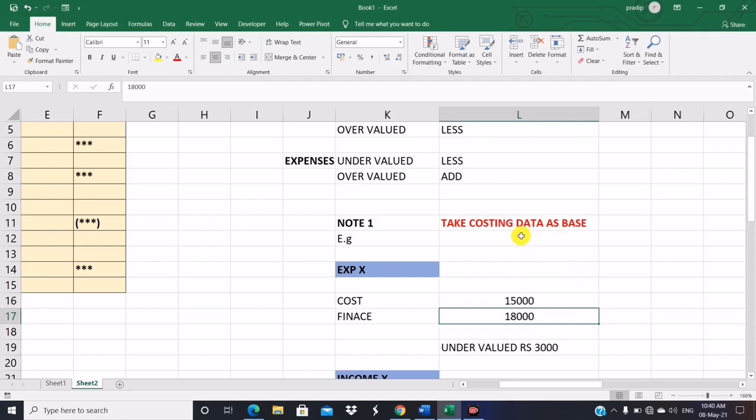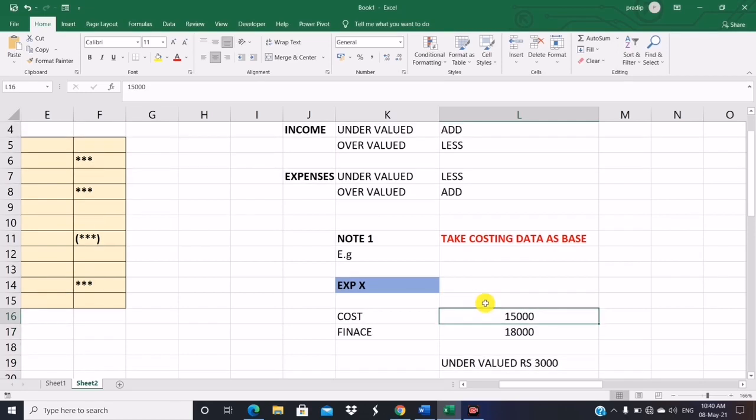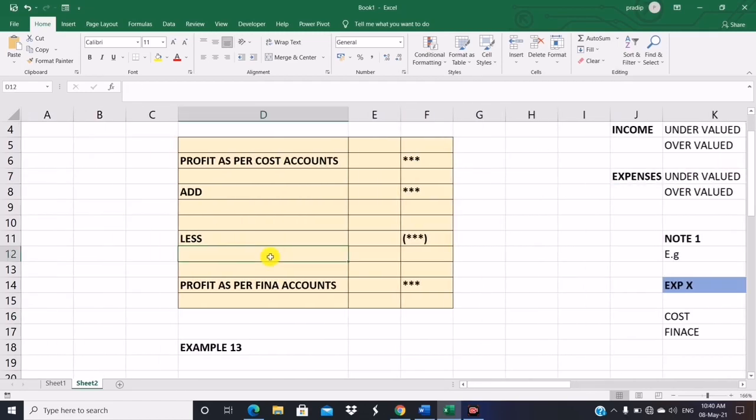What I have written here is take costing data as a base. So here I am taking costing data as a base. 15,000 I have taken as a base, and the other amount as per financial accounting is 18,000. So 3,000 is under absorbed or under recovered, whatever we want to call it, or undervalued, because we have taken costing data as a base, that is 15,000, and in financial accounting it is 18,000. So 3,000 in cost accounting is undervalued. In case of expenses undervalued, what we have to do is less. So in less you have to put expense X, 3,000 rupees we have to minus.